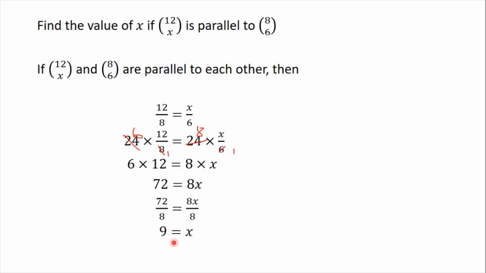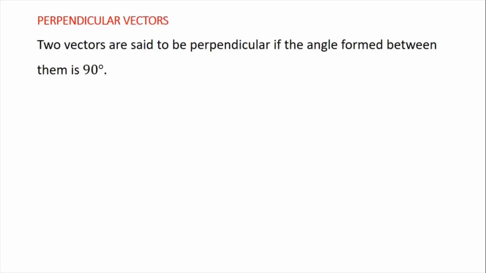One thing you need to remember under parallel vectors is that if two vectors are parallel, then it means that the x component of the first one divided by the x component of the second one will give you the same answer as the y component of the first one divided by the y component of the second one. Two vectors are said to be perpendicular if the angle formed between them is 90 degrees. So if you have two vectors such that when you draw them on a diagram, the angle formed between them is 90 degrees, we say that those two vectors are perpendicular.